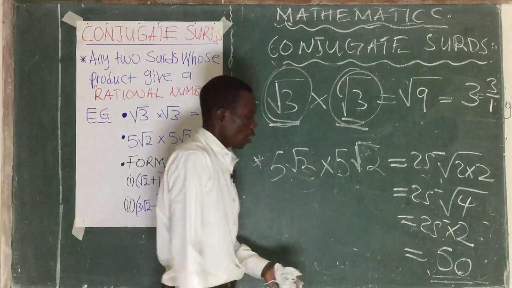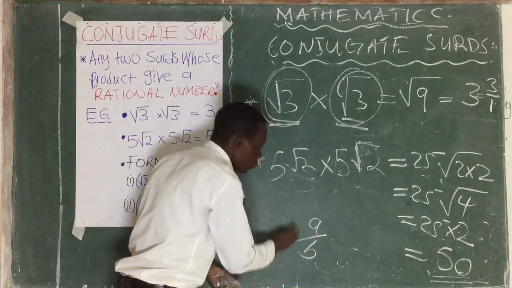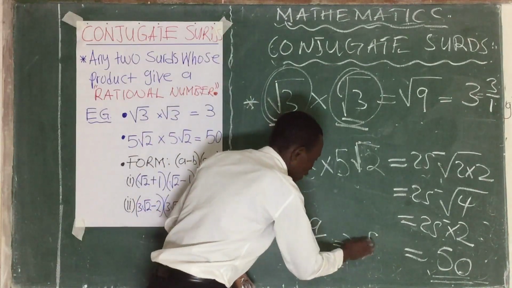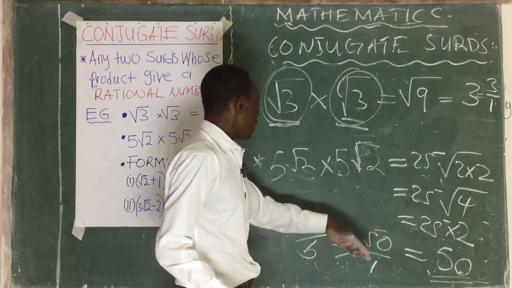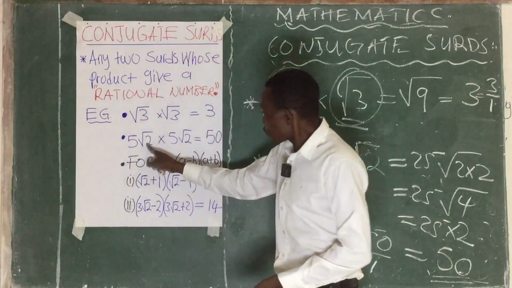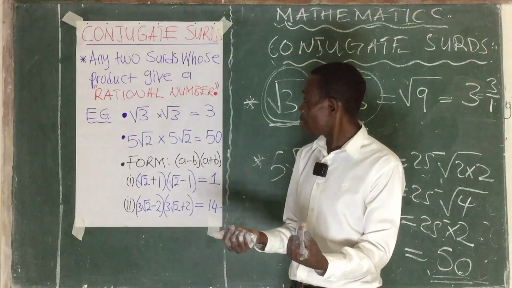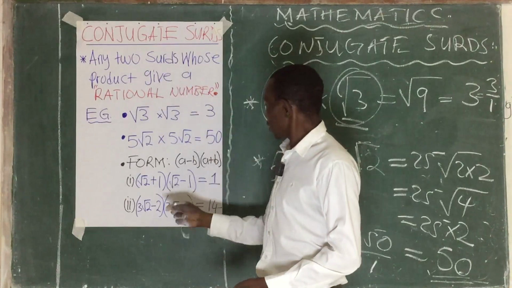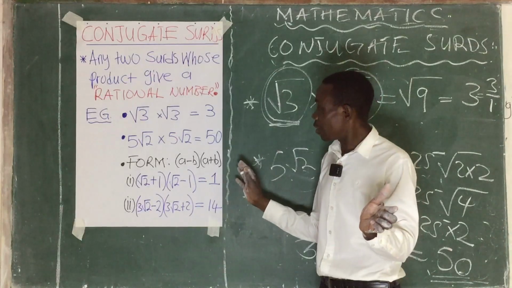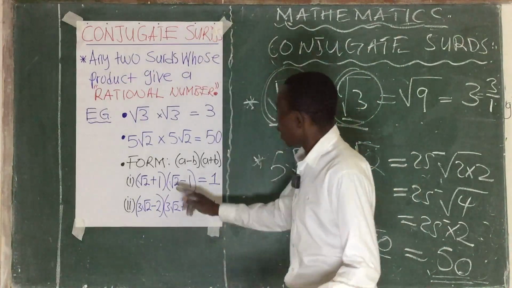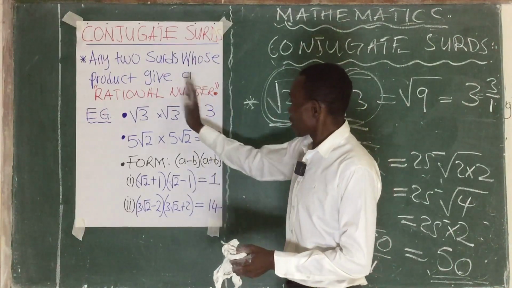And this gives you what? 50. Look at 50. 50 can be expressed in the form of a over b, which is the same as 50 over 1. Fine. Then we call 5 root of 2 and 5 root of 2 conjugate surds. Why? The product of which is giving us an answer which is rational. Simple as that.